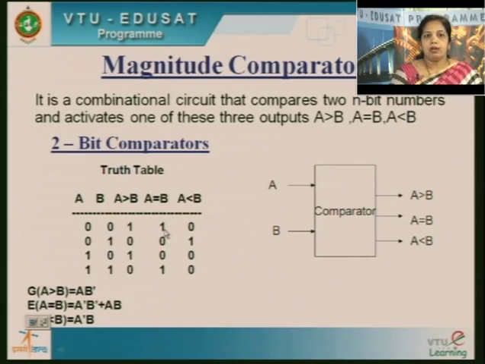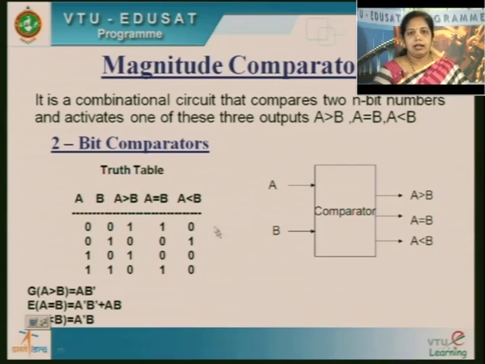So my output will be 1 here. If A is 1, there is a mistake over here, it is 0. So if A is less than B, my output is 1. If A is greater than B, my output over here is 1. And here A equal to B, my output is 1 here.